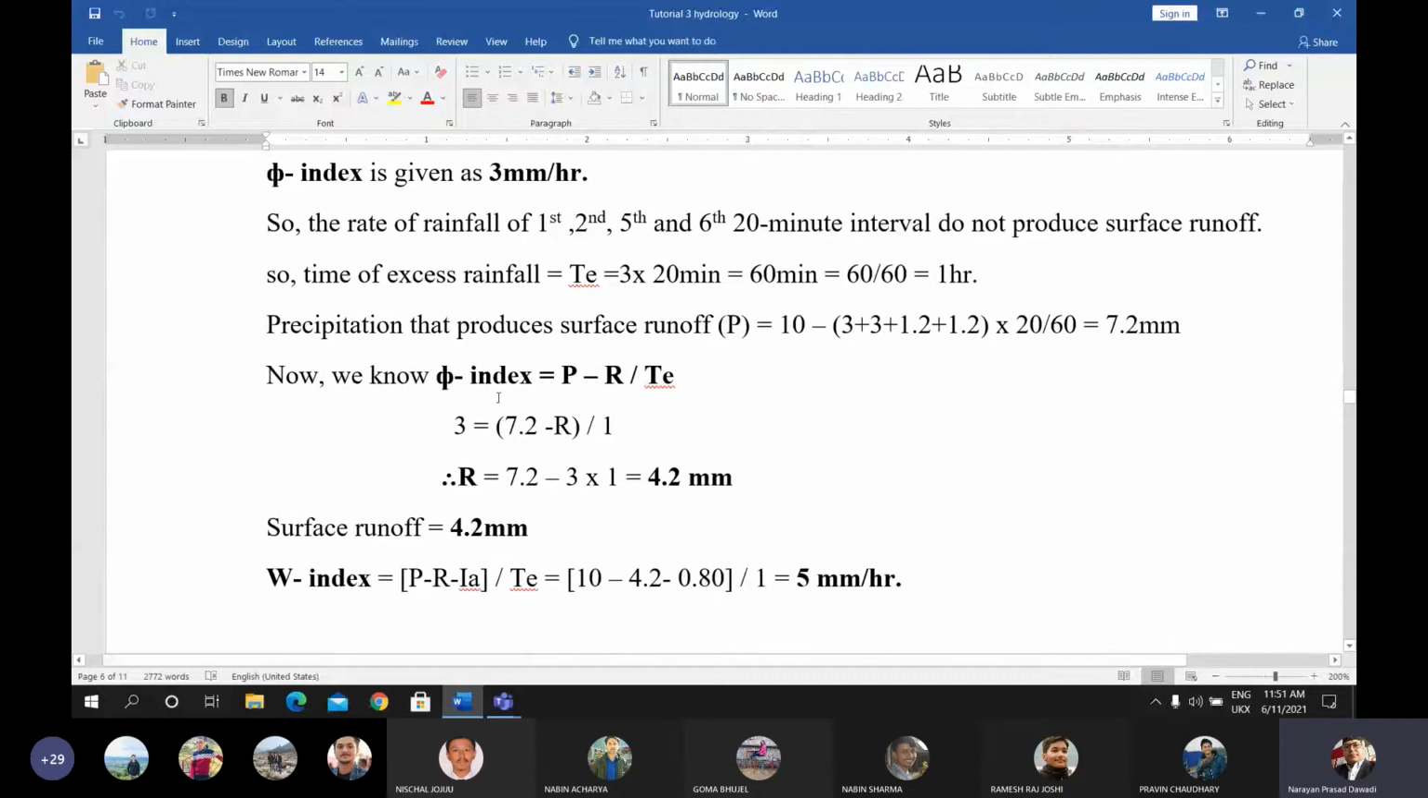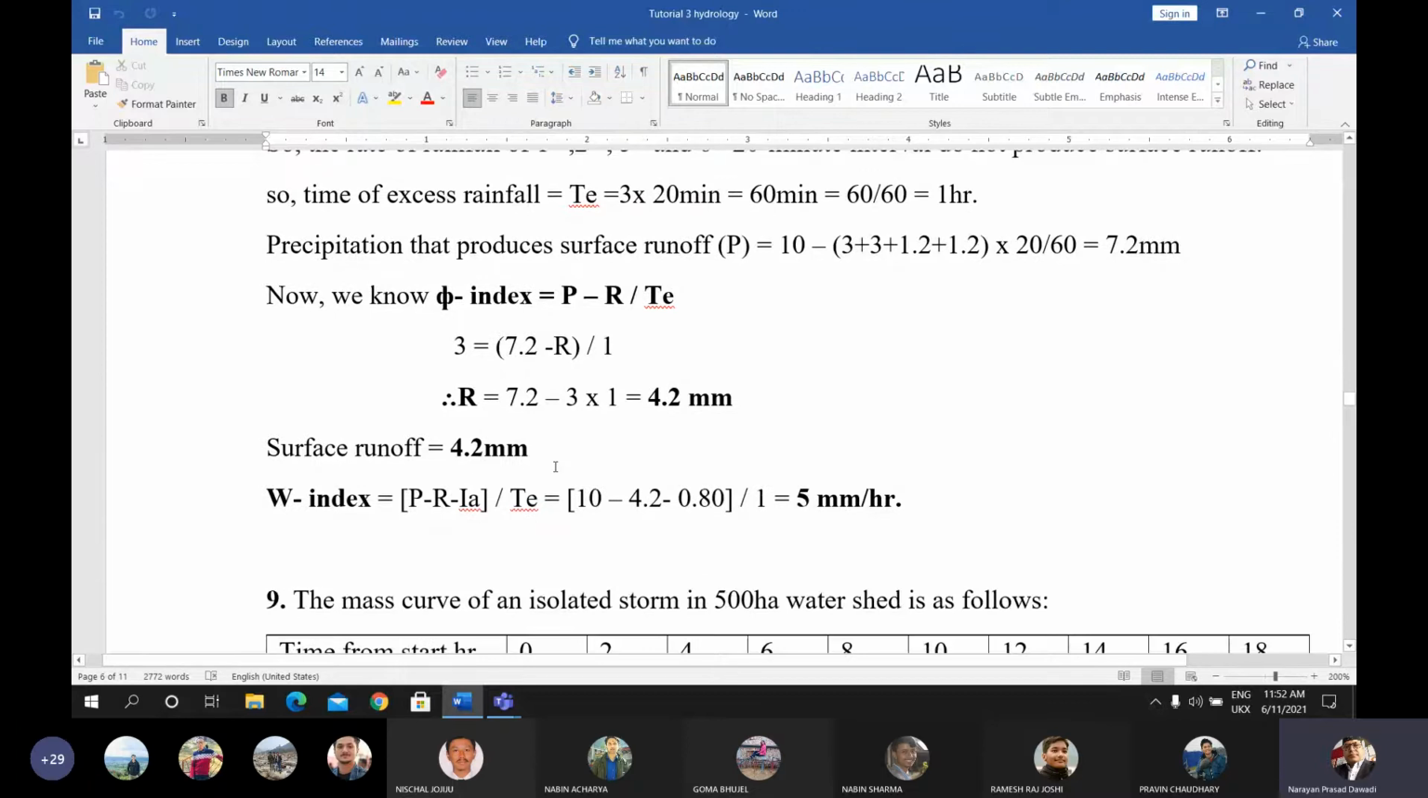Now phi index is equal to P minus R divided by T. We know this relation. After knowing this relation, the value of R can be worked out. The runoff is not given here. The value of R can be worked out as 4.2 mm. Phi index is 3, P value is 7.2, R value is unknown, time of excess rainfall is 1 hour. That's why after solving this formula, you can find the excess rainfall runoff as 4.2 mm. Now surface runoff is 4.2 mm. Net surface runoff is 4.2 mm.